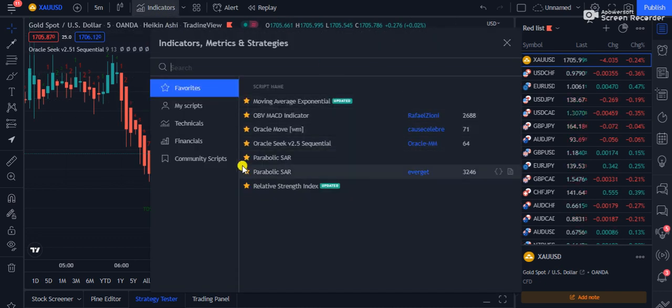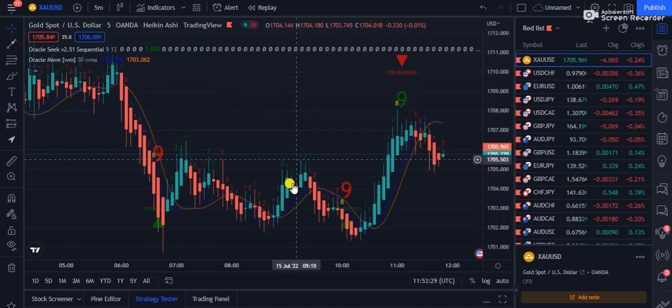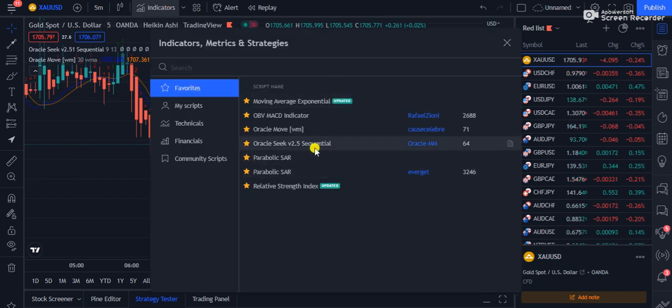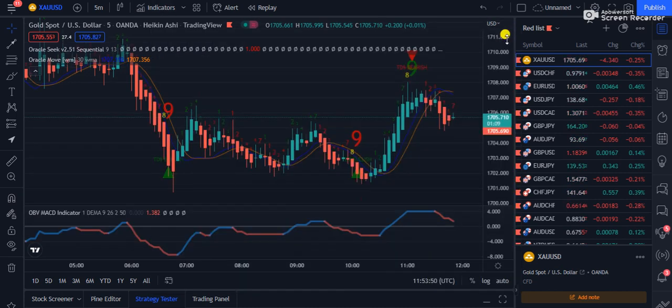The second indicator that we will be using is the Oracle Move WM, by Cossi Celebri, and it has only 71 favorites right now. So guys, attach the second indicator on your chart, as I have attached in front of you. The third indicator that we will use with this strategy is the OBV MACD indicator by Rafael Zioni, and this has a maximum number of favorites, 2688, because this is a very famous indicator.